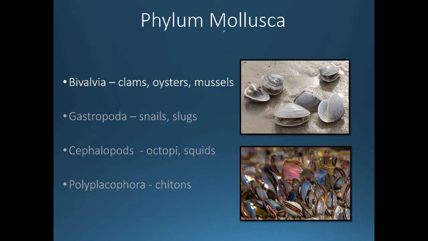The next phylum you need to know are the mollusks. These include several that you are probably familiar with. In this one here, I would like you to know both the fact that they are bivalvia or just simply bivalves, and this includes the clams, oysters, and mussels. So I'd like you to know these examples within this group of bivalvia, or as I said, you can just call them bivalves. That would be fine as well.